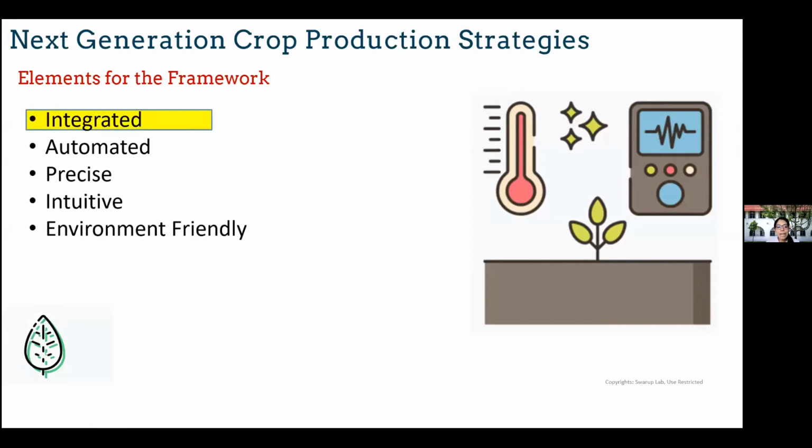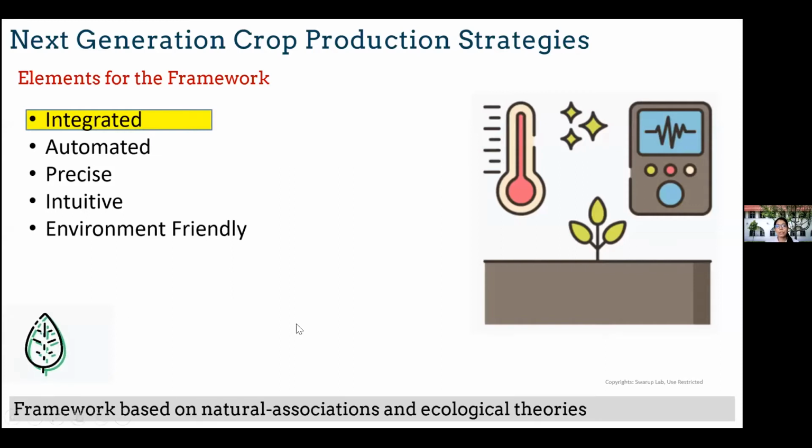I would spend some time here to talk about integration, because one of the key elements in our projects has been this integration concept and the integrative knowledge that we generate by working in teams and with several diverse stakeholders. I would also like to highlight that this framework should be based on natural associations, and should also be backed by ecological theories for it to work, because these microbiomes live in natural associations, and we definitely cannot forget it. We have to give them this for it to work.